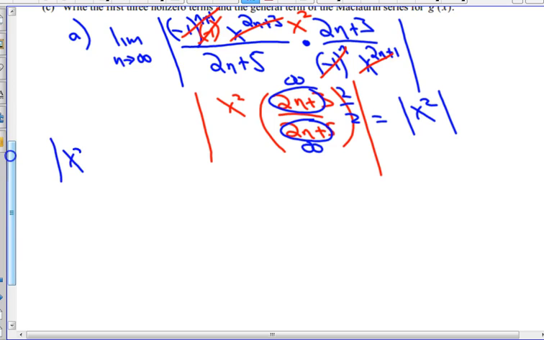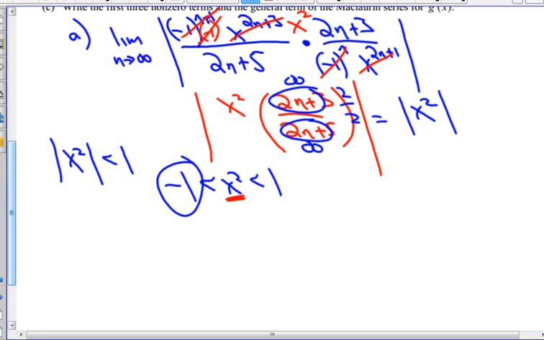The absolute value of x squared is less than 1. What we would typically do is put our absolute value in between negative 1 and 1. The little detail on this one is, well, wait a minute. I'm squaring a number, x squared. Isn't that always positive?